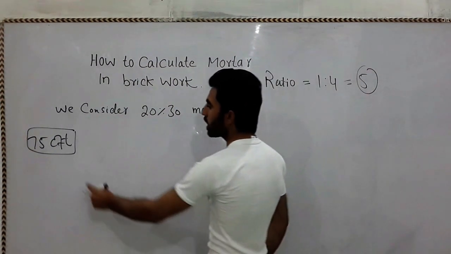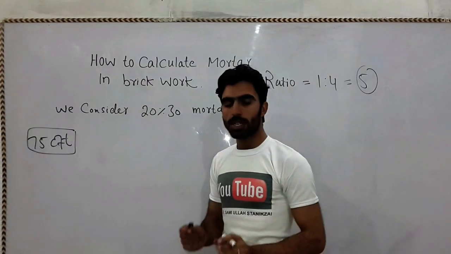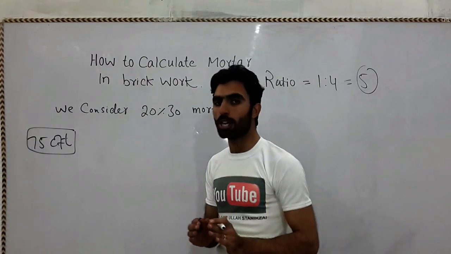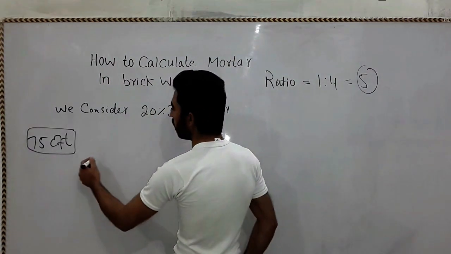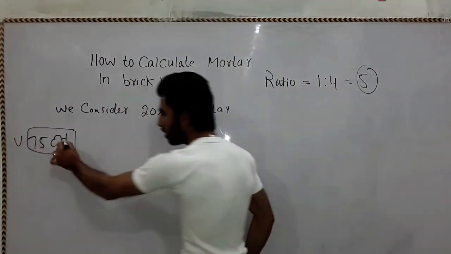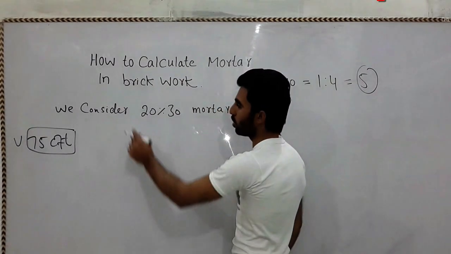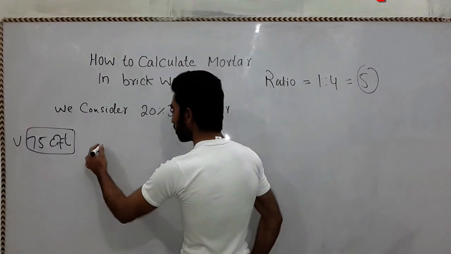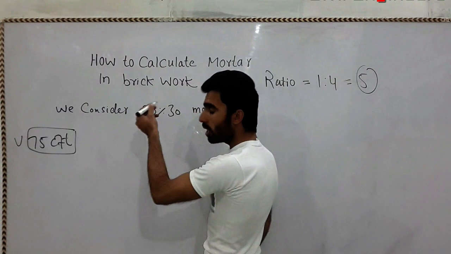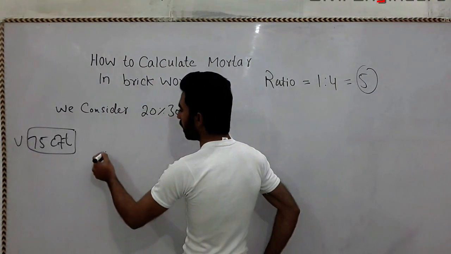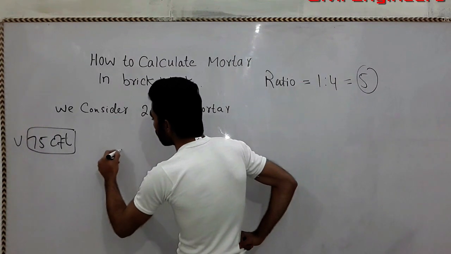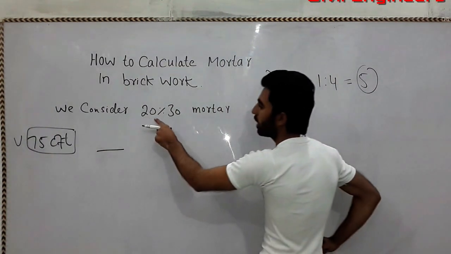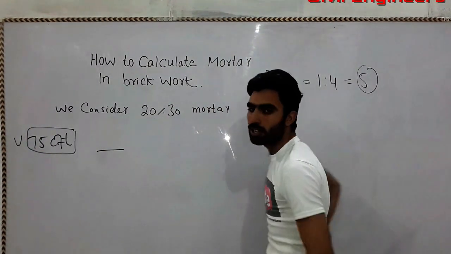Okay. Now, 75 cubic feet. How much mortar is required for the brick masonry? So, look at here. This is the volume, 75 cubic feet. Come to your topic again. For the mortar, what do we have to do now here? We have to write here, I will consider 25%.